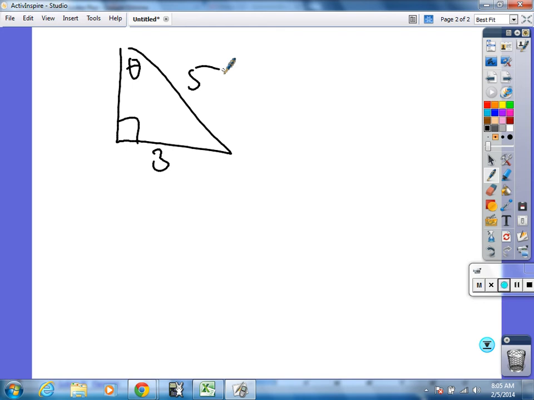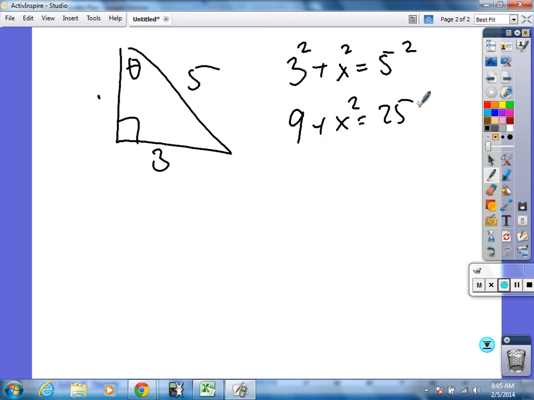Pythagorean theorem. You guys remember that theorem? Good job. Okay, so remember, the Pythagorean theorem tells us that this squared plus this squared equals this squared, right? Very basic theorem that you learned. 3 squared plus, we'll call it x right now, squared equals 5 squared. So therefore that's 9 plus x squared equals 25. x squared equals 16, x equals 4.